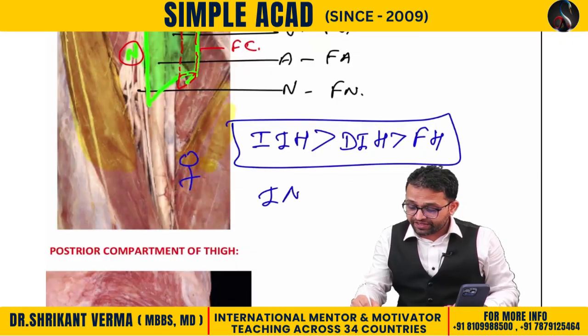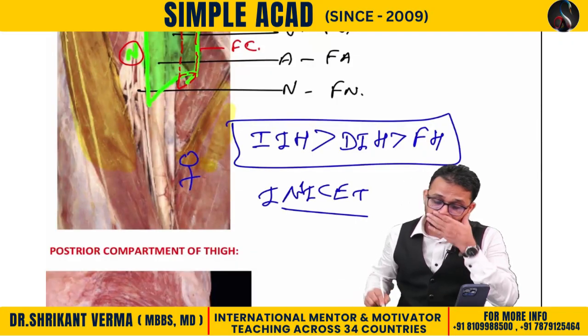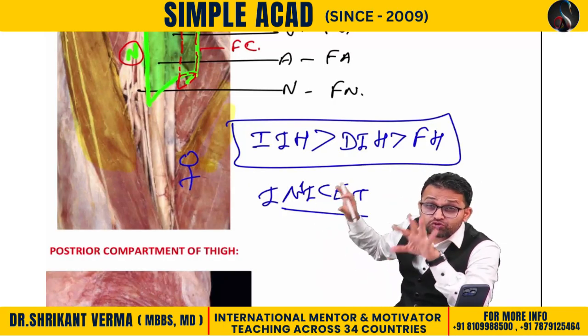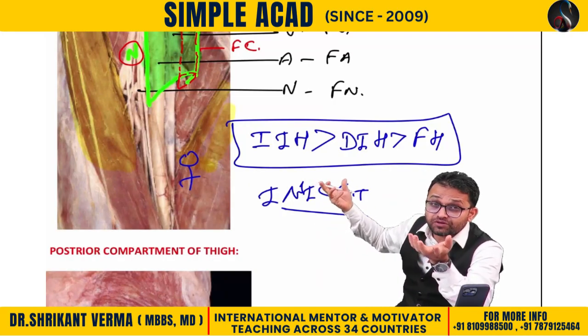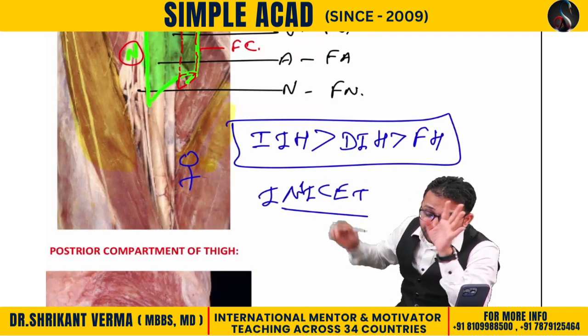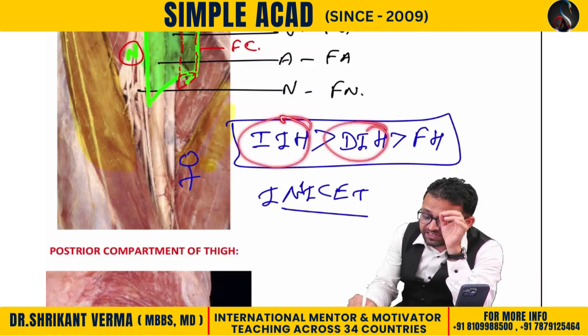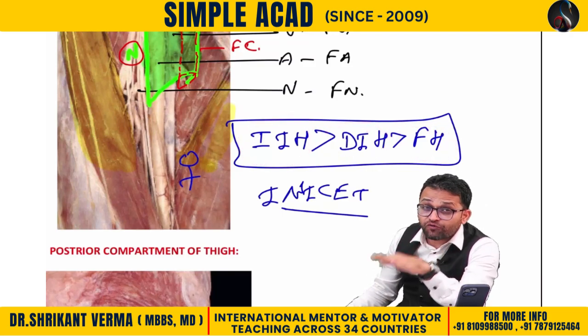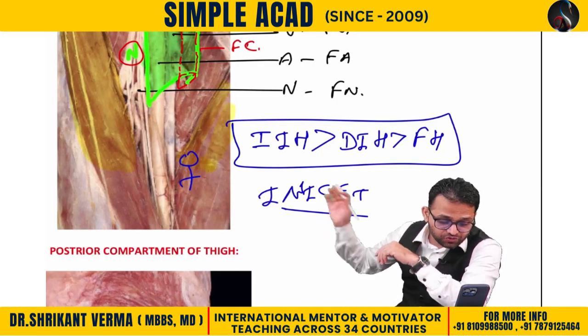Yes, this is your INICET question. But what do you have to remember? In female, the most common hernia is the femoral hernia? No, it is wrong. In female, the most common hernia is the indirect, then direct, then femoral hernia. But if the question asked is whether femoral hernia is more common in male or female, definitely female. So don't get confused.